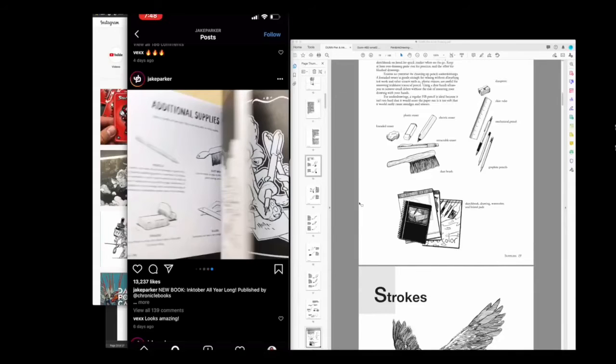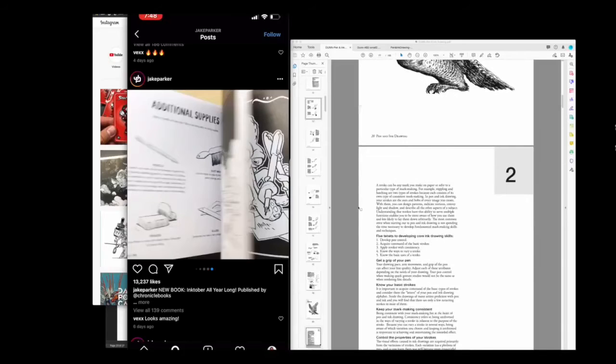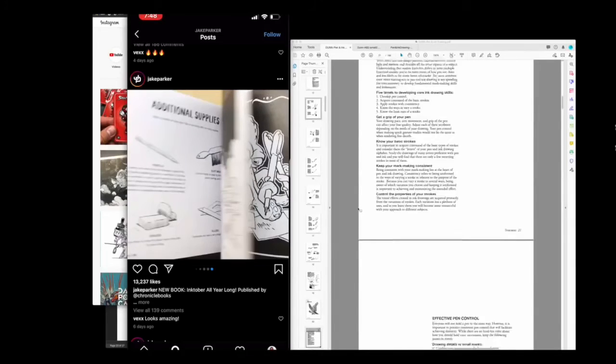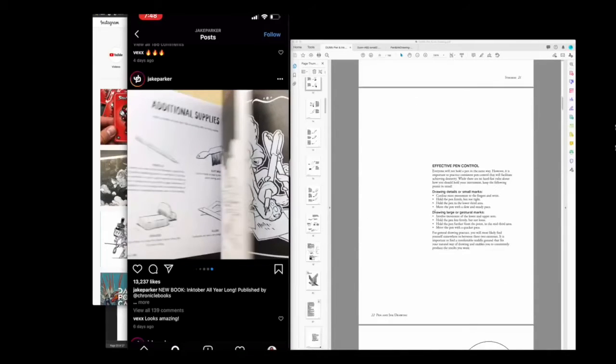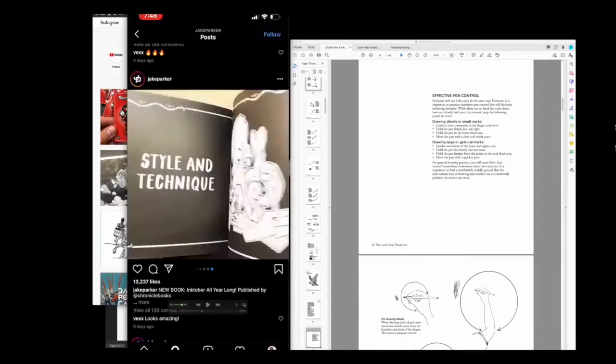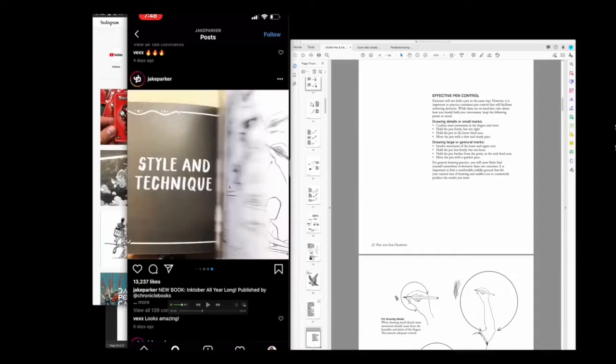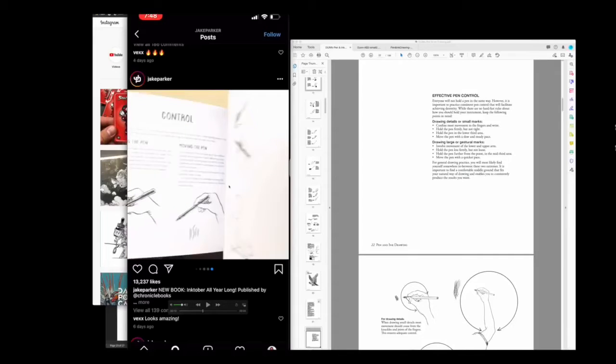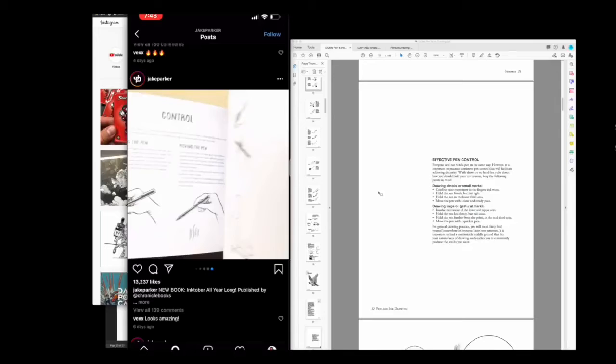Anyway, let's move on. Strokes, basic strokes, right? I start my chapter with effective pen control, because I believe effective pen control is very important before I even discuss basic strokes, right? Okay. Style and technique, he calls it. Oh, what's at the beginning? Control. Pen control. He took the pen off and has left control.